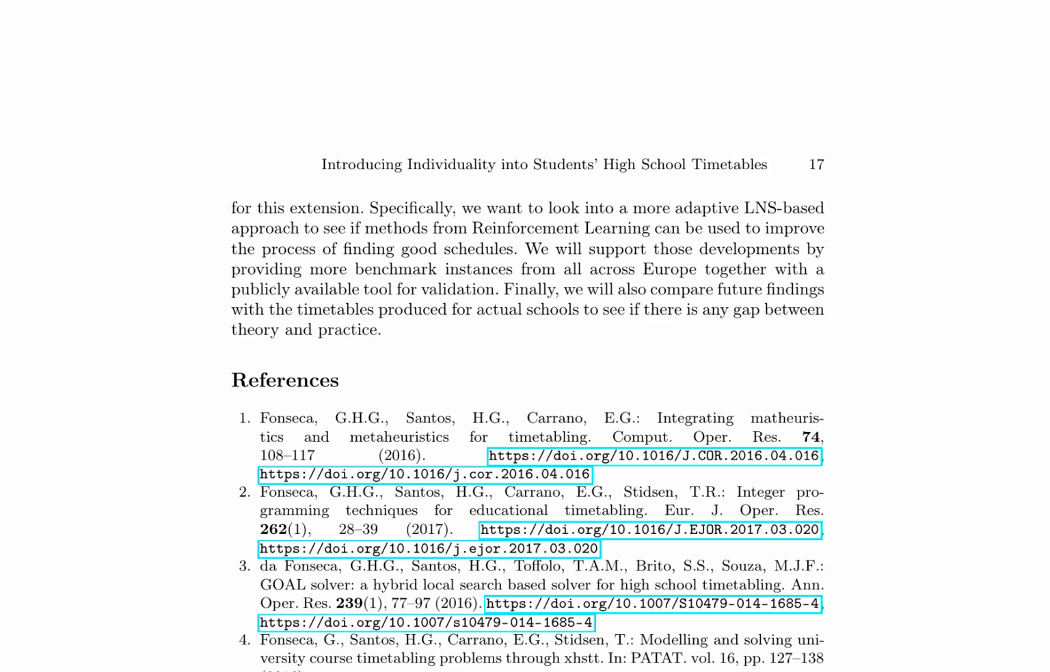The authors propose an adaptive learning-based neighborhood search (LNS) approach to improve high school timetabling, incorporating methods from reinforcement learning to adapt to individual schools' needs. This approach is supported by providing more benchmark instances from across Europe and a publicly available tool for validation. The authors also plan to compare future findings with actual school timetables to bridge the gap between theory and practice.